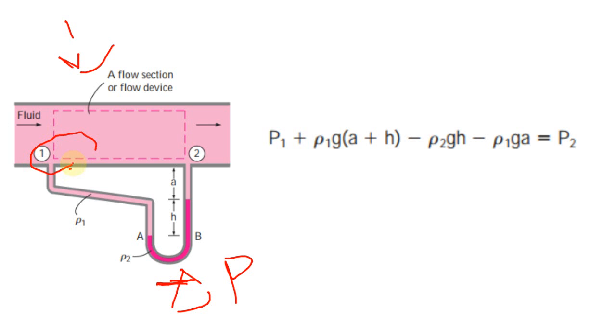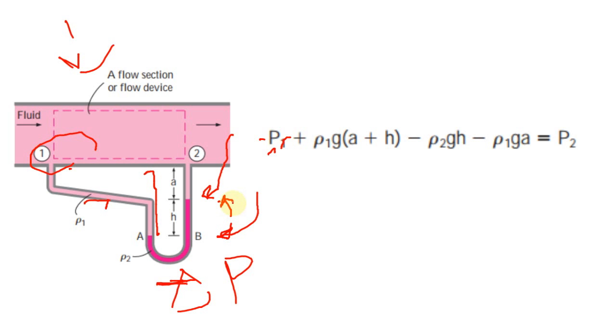At point 1 you have pressure P1, and as you go down to point A you have density of the first fluid, that is rho 1, times g times (a plus h), and that a is as you can see here. So you have a plus h for the first one, and for the second one, that is from point B to the end of the second fluid, you have h, so that will be minus rho 2 g h.